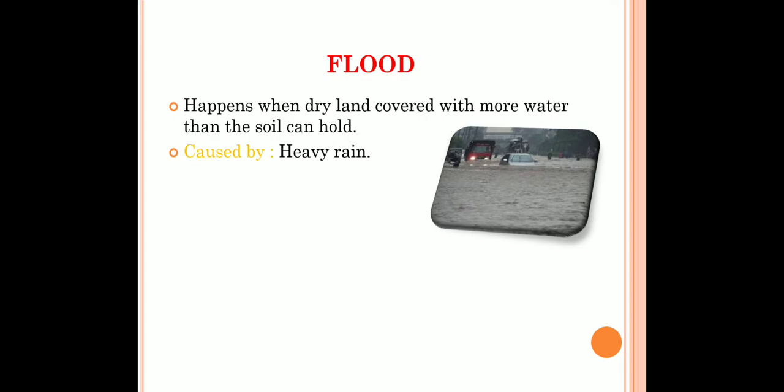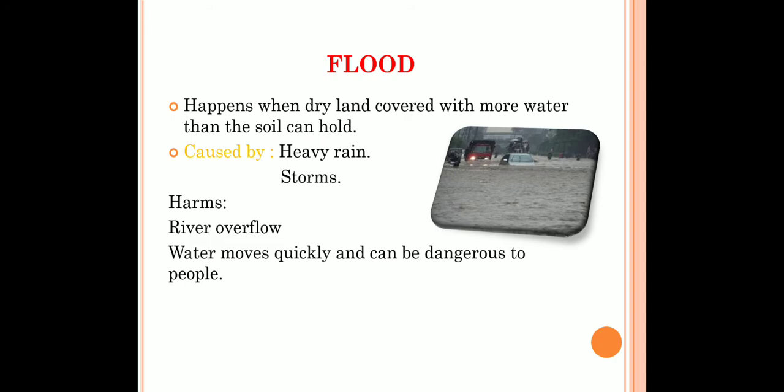The heavy rain makes a flood on the land, and all the water moves quickly, and cars and people cannot move easily on the streets. Also, floods can be caused by storms. So a flood can be caused by heavy rain and storms, and this can make the river overflow, and its water comes inside the city, over the cars and so on. And also the water moves quickly, so it can be dangerous to people.